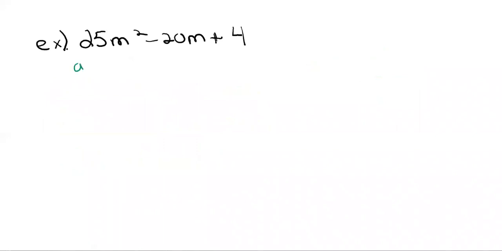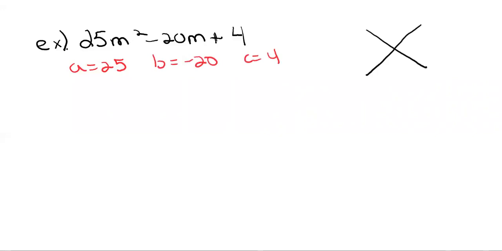So A in this is going to be, oops, I'm going to switch that to my red pen. So A in this is going to be 25, B is negative 20, and C is 4. So at the top of the X, we're going to multiply A times C, which would be 100, and write the B term at the bottom. So two numbers that multiply to be the top number, 100, and add to be negative 20. That would be negative 10 and negative 10.